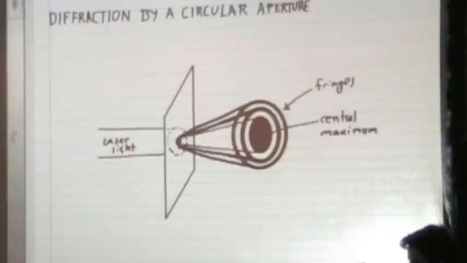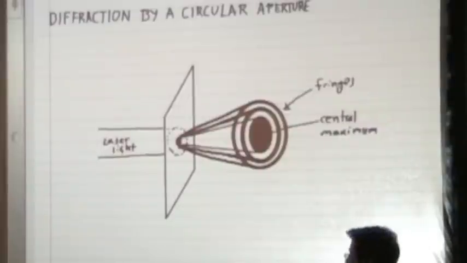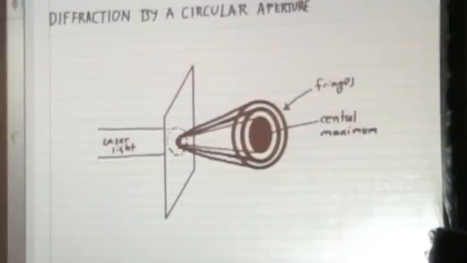But if it's not a slit, a slit being a very elongated rectangle, but if it's a circle, then the equation that describes the bright fringes and the dark fringes is not so easy. It's a Bessel function, and we don't need to talk about that. But I just want to point out what the pattern that you see looks like.